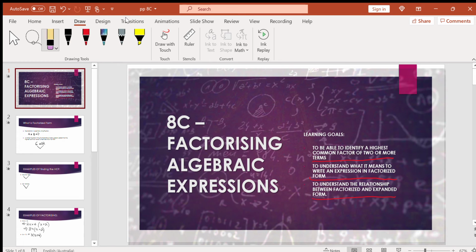Hello everyone, today we'll be learning how to factorize algebraic expressions. Our learning goals are to be able to identify the highest common factor of two or more terms, to understand what it means to write an expression in factorized form, and to understand the relationship between factorized and expanded forms.